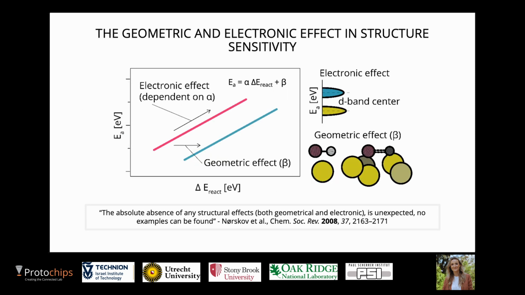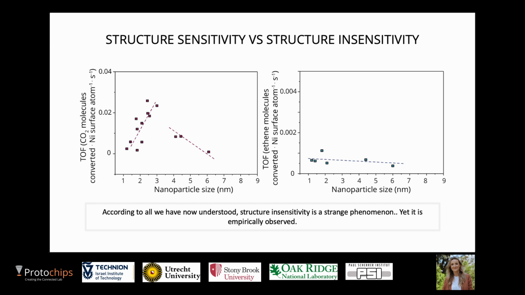However, like I mentioned before, now that we know how to explain structure sensitivity, it makes even less sense that we observe structure insensitivity. And it's been said before, for example, by Norskov, that the absolute absence of any structural effects, both geometrical and electronic, is unexpected and no examples can be found, theoretically speaking. However, if we take what we empirically know to be a classical structure insensitive reaction, which is ethene hydrogenation, we do indeed observe it. We do indeed observe that some reactions have barely any or really no change in surface normalized activity with particle size.